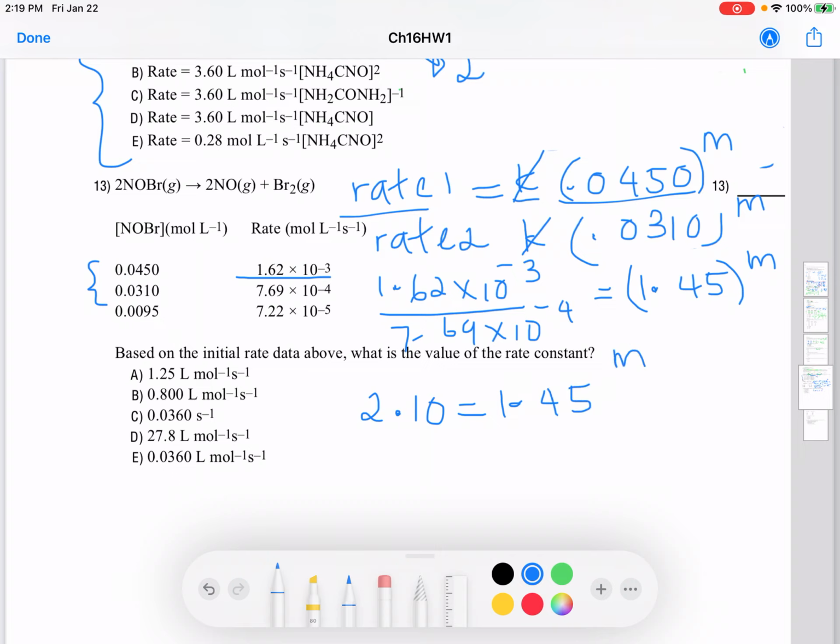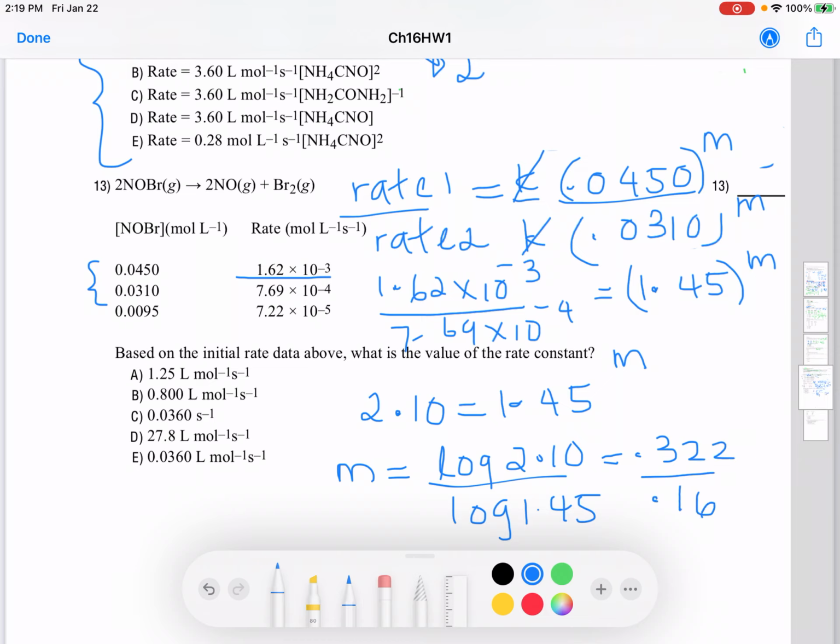1.45 to the m. Okay, so it's not obvious what m is going to be. So basically you can use the log. m equals log 2.10 over log 1.45. So log 2.10 is 0.322 and log 1.45 is 0.161. 0.322 over 0.161 is 2. So the order with respect to NOBr is 2.